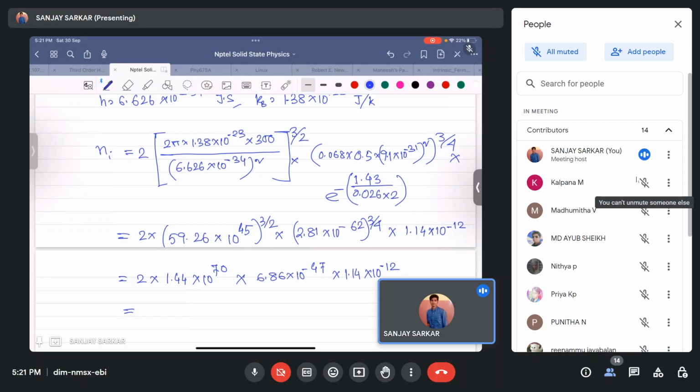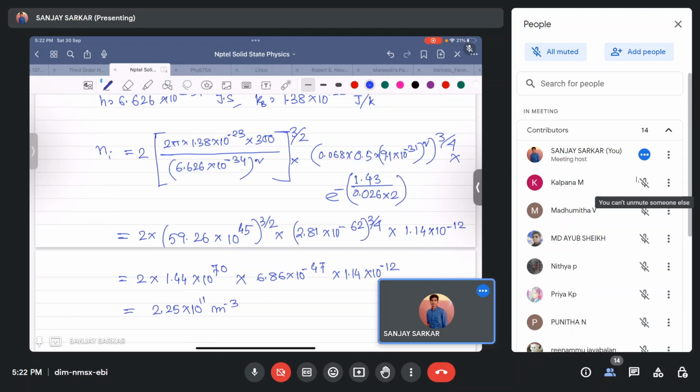So keeping everything together, we will get 1.44 into 6.86 into 1.14, 22.5 into, now 70 minus 47 minus 12, 10 to the power 11 meter cube, or it can be written 2.25 into 10 to the power 11 meter cube inverse. So this is the answer I got.